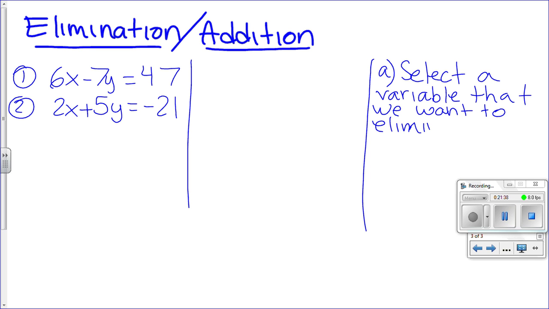I'm trying to remember this now. Yeah, this is from Algebra 1. Yeah. I can't remember how to spell eliminate. Solve for that.